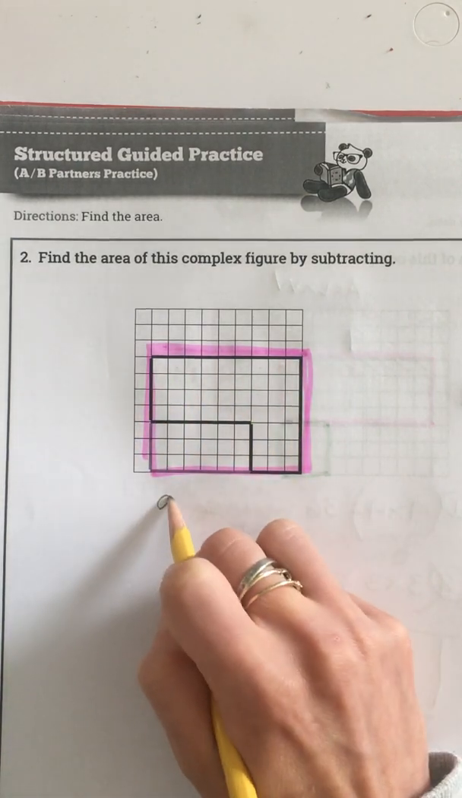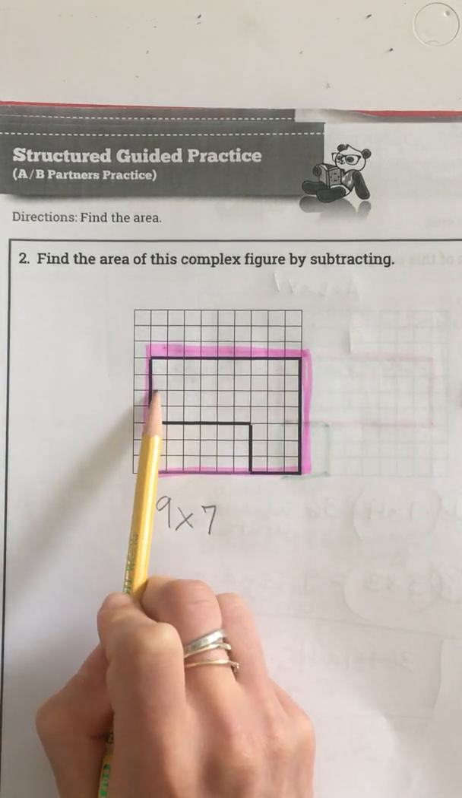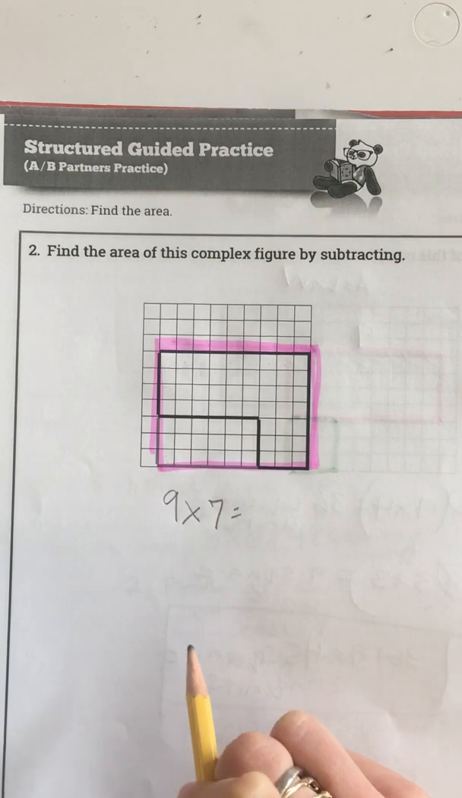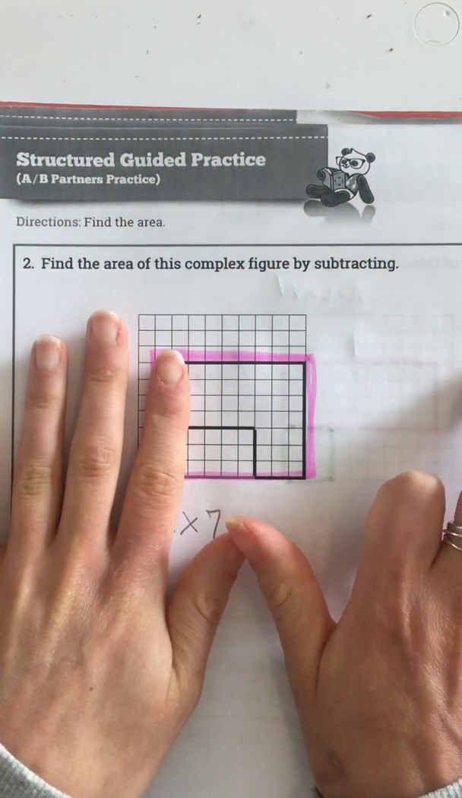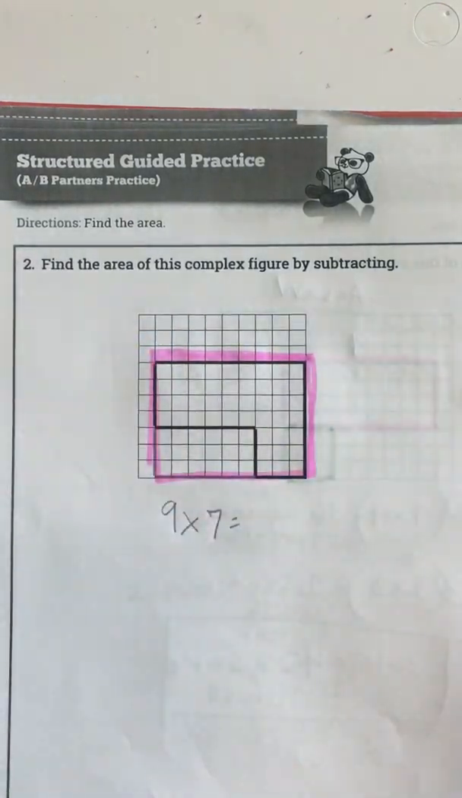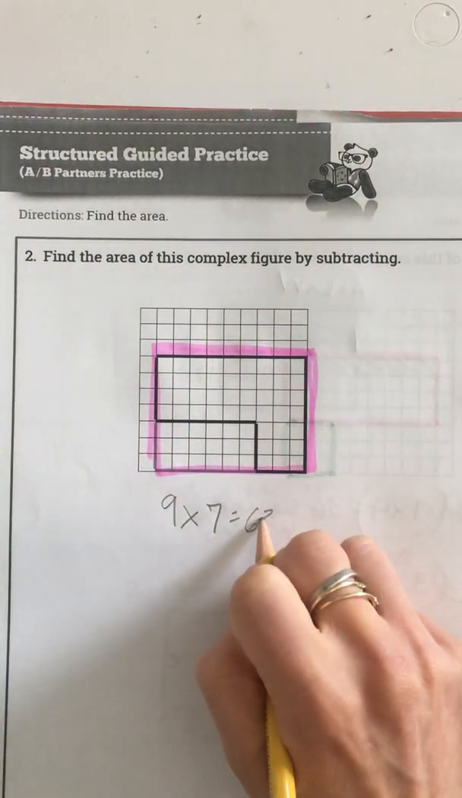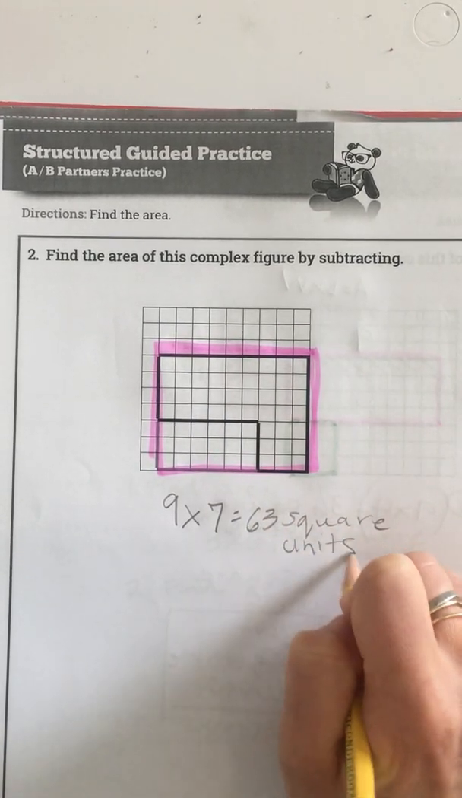You should have gotten 9 times 7. So think about it. You can use your 9s trick if you want. Put down that 7th finger. You've got 6 10s and you've got 3 1s, which is equal to 63 square units. That's our first step.